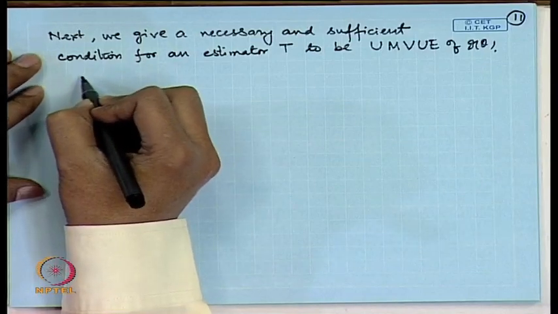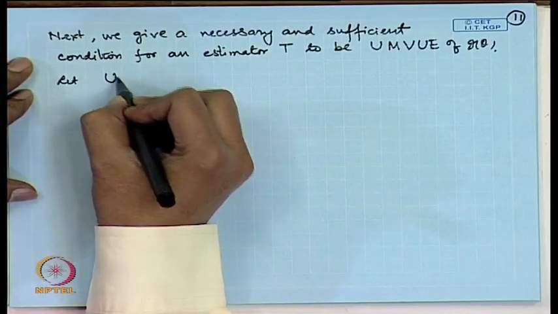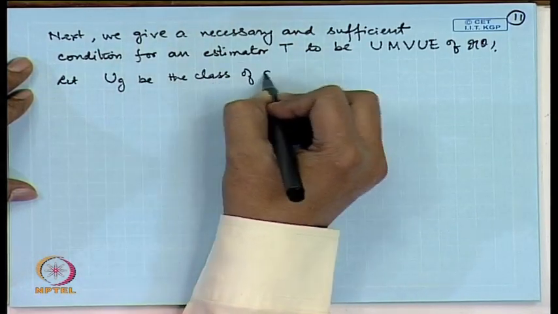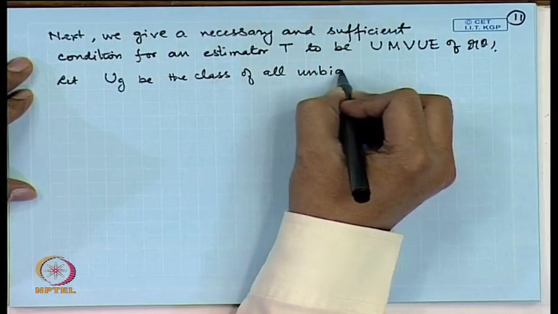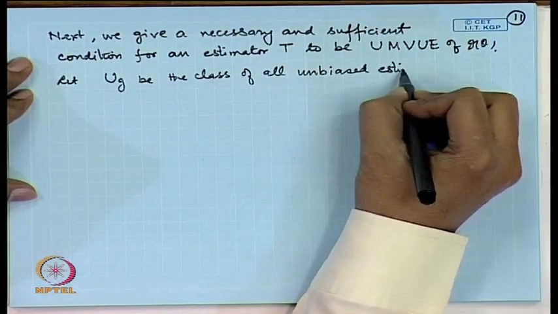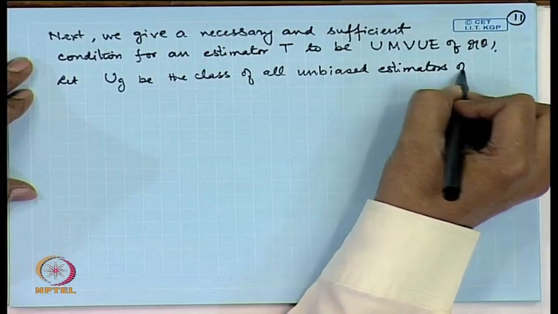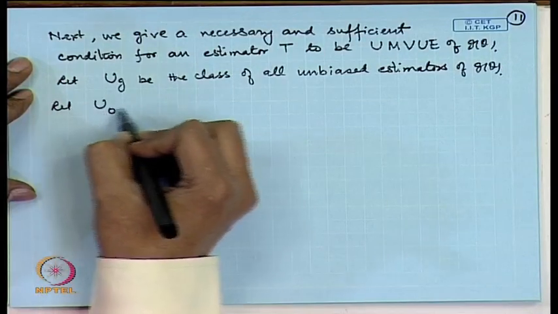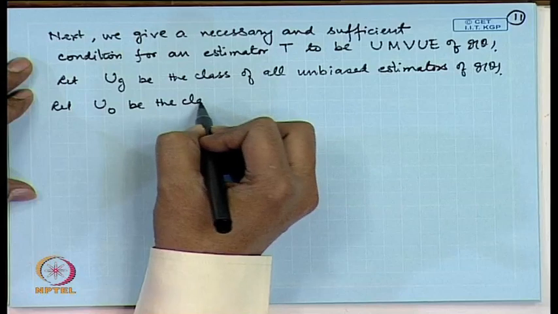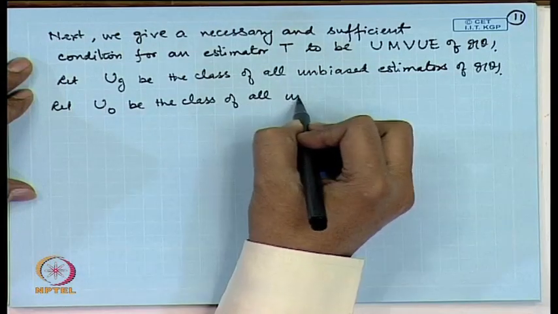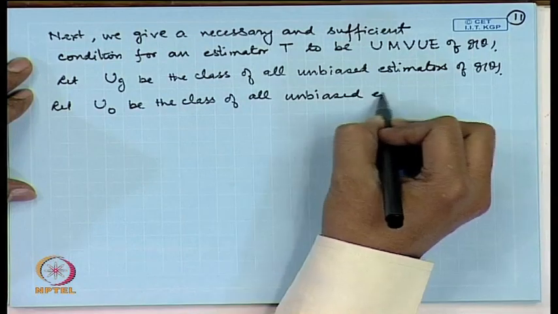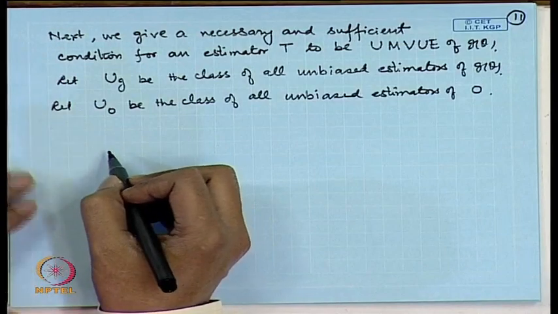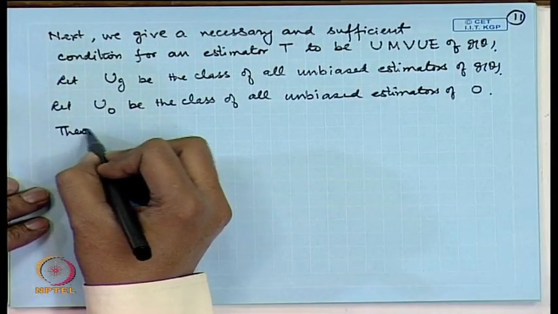So, let us consider, let U g be the class of all unbiased estimators of g theta. Let U 0 be the class of all unbiased estimators of 0. So, we have the following necessary and sufficient condition.